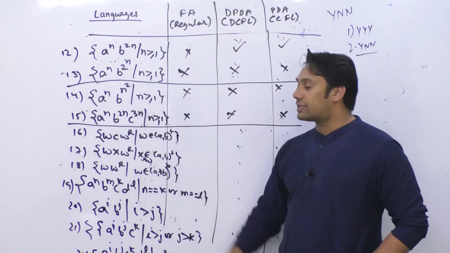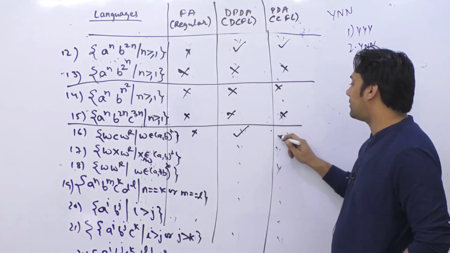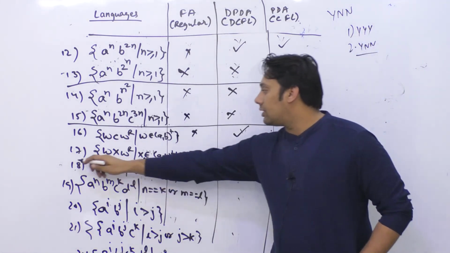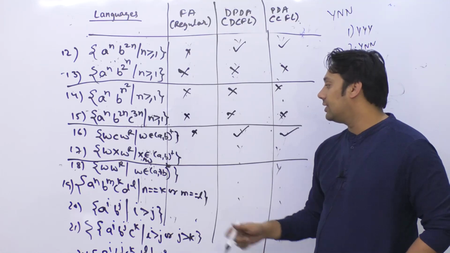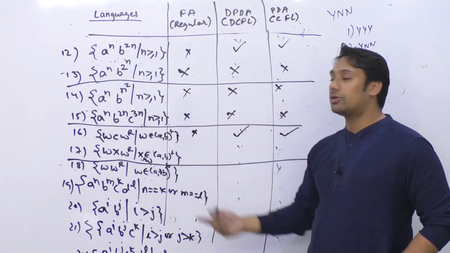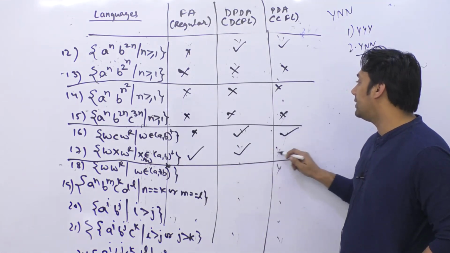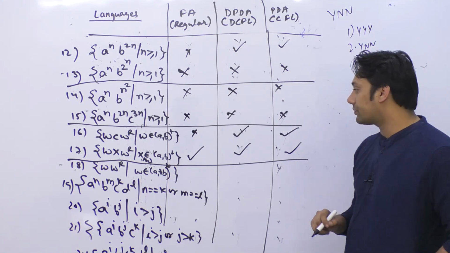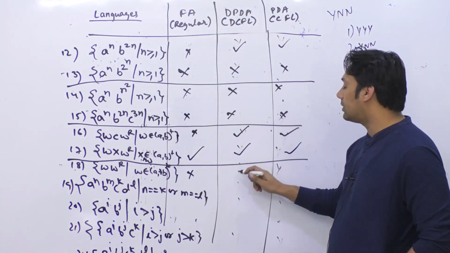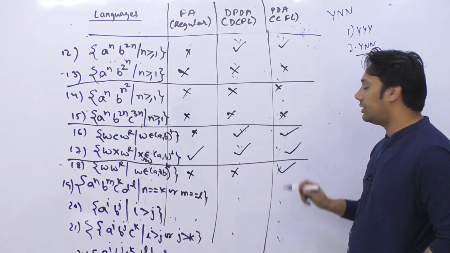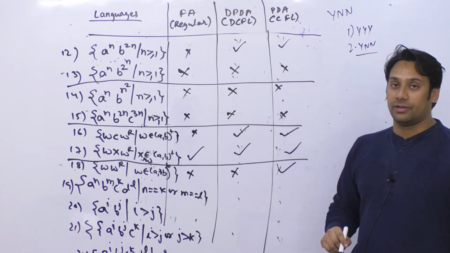Now for the 16th case, we have already seen this. You cannot make a FA, but you can make a DPDA as well as an NPDA. For the 17th case, it is W X W^R, and we have already seen this, because if X is also (a,b)+ and W is also (a,b)+, in this case you can make a finite automata, a DPDA, as well as an NPDA. Now the 18th case is W W^R, right? You cannot make a FA, you cannot make a DPDA, but yes, you can make an NPDA.